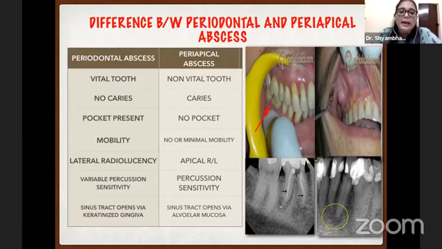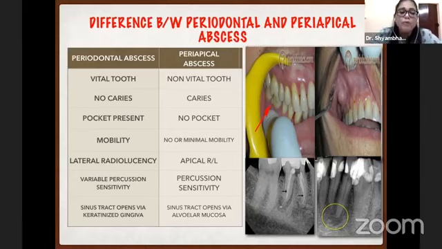Now, a periodontal abscess will mostly have a vital tooth in its relation, whereas a periapical abscess will have a non-vital tooth. A periodontal abscess will not show the presence of caries in the tooth, whereas in a periapical abscess, there will be caries with exposure of the pulp that will be seen. In a periodontal abscess, a pocket will be present. In a periapical abscess, the presence of a pocket will not necessarily be seen.